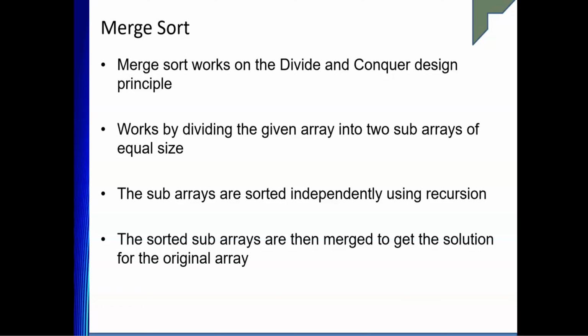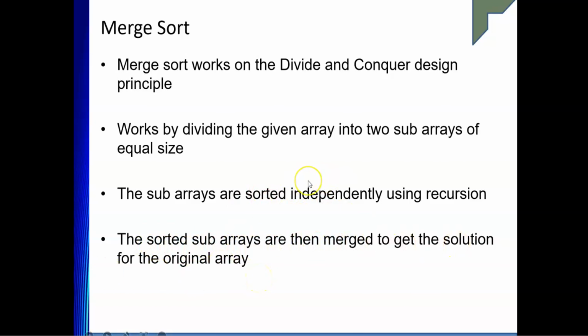Here it is saying we are dividing into two sub-arrays, and those two sub-arrays are again divided into sub-arrays. The sub-arrays will be sorted independently using recursion. I hope you remember recursion means a function which calls itself. Each time we use this concept of recursion to get the smallest sub-arrays, then we sort them, and then we start merging. The sorted sub-arrays are then merged to get the solution for the original array.